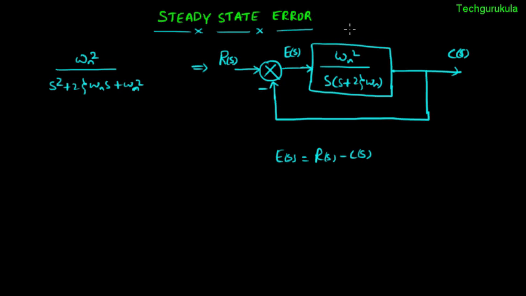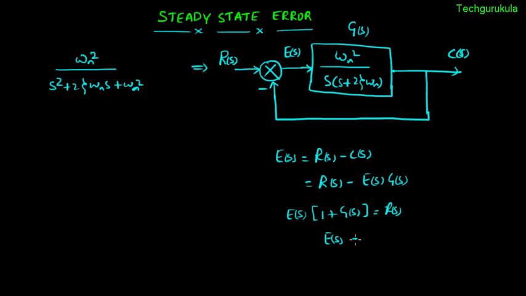me take this transfer function as G of s, and H of s is 1, so I can write this again as R of s minus E of s times G of s. We can find E of s times 1 plus G of s is equal to R of s. Now we know what the error signal is, which is R of s over 1 plus G of s.